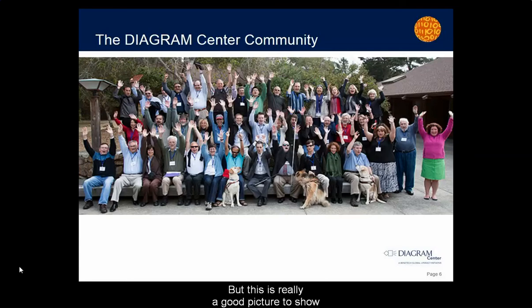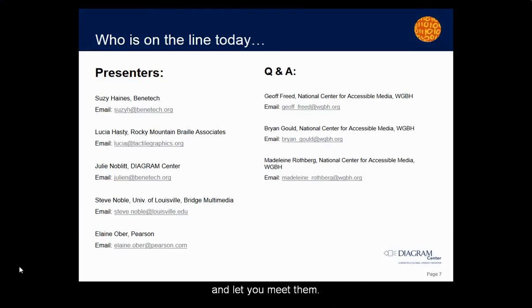This is really a good picture to show how committed we all are. Our groups come from Google, Adobe, Pearson, Learning Ally, National Braille Press, and many, many other places. So we are incredibly lucky to have many of them on this call today. These are the people who had a hand in creating the Accessible Image Sample book. So with no further ado, I am going to stop talking and let you meet them.